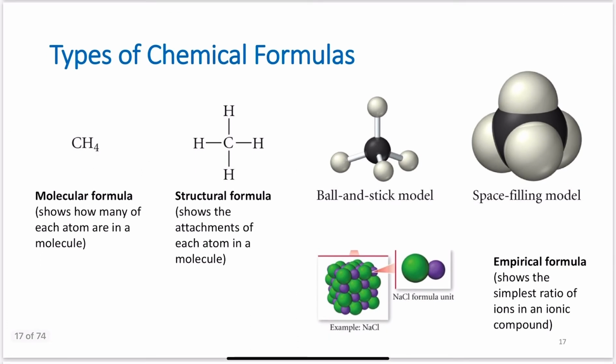So there are different types of chemical formulas you're going to see throughout class. We've got where we just write CH4. This here is going to be the most common form you are going to see in this class. That's how we're going to write most formulas. We're just going to write out what we have. This is called your molecular formula, and it shows how many of each atom are in each molecule.